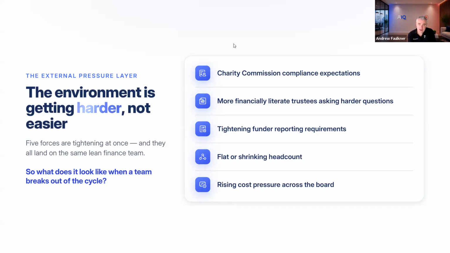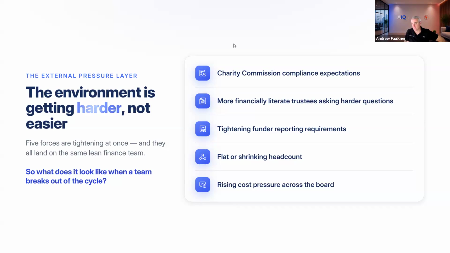Flat or shrinking headcount. This can be a problem, as we've already discussed, within the finance function, but actually a problem in the wider charity as well sometimes, having to deal with that as headcount can shrink in the wider organization. That can also put pressure on data flows, making sure people are adhering to approval processes that you might have in place, or reporting timelines into the finance function.